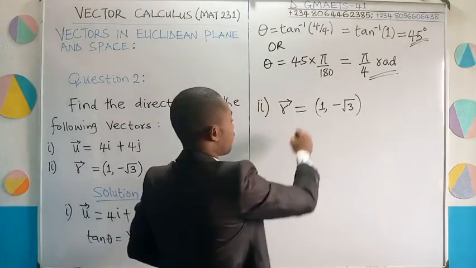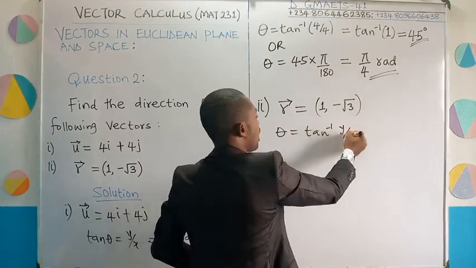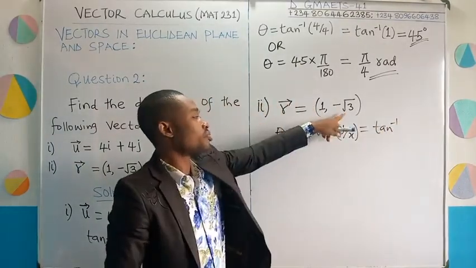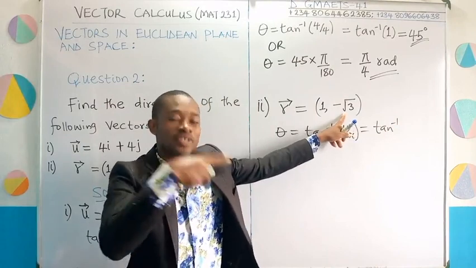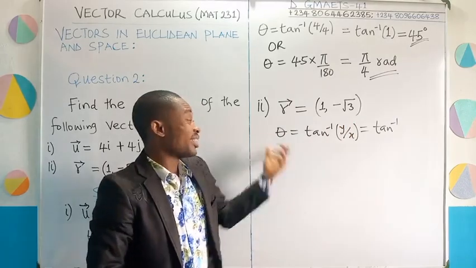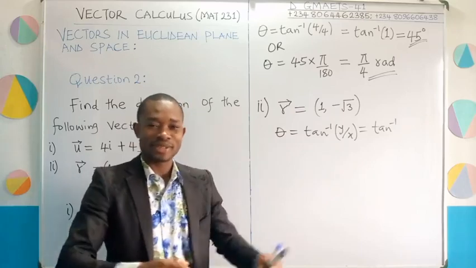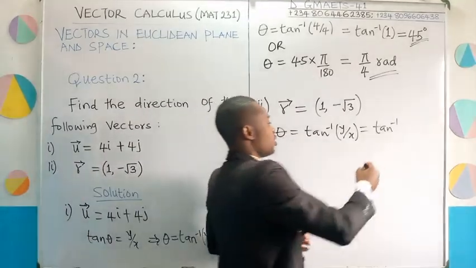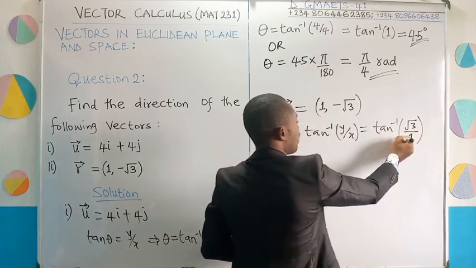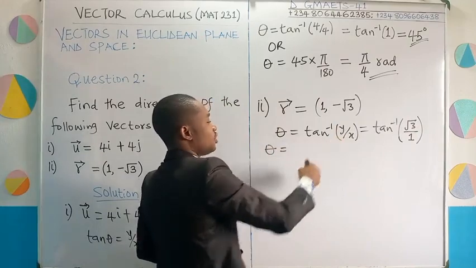We are to obtain the direction of this vector. It's a two-dimensional vector, so theta is directly equal to tan inverse of y over x. And then if you substitute, you get tan inverse. The y value is minus root 3, but I'm not going to put that minus root 3 in the calculation. I'll tell you the implication of that minus. You don't need it when calculating theta directly. Remember, angle is an absolute value. You don't have a negative angle. So in this case, we are going to get simply root 3 divided by 1, because the value of x is 1. This is simply tan inverse of root 3.